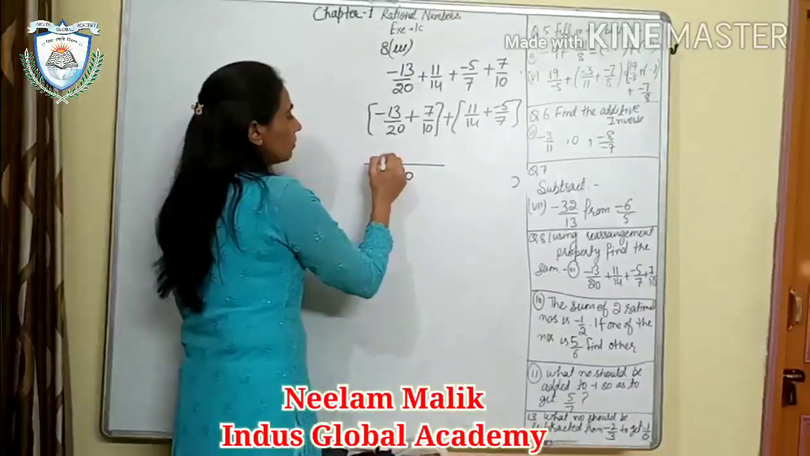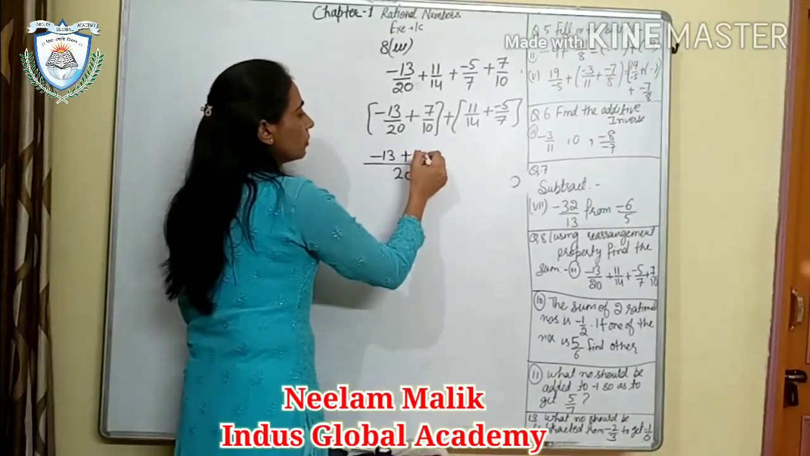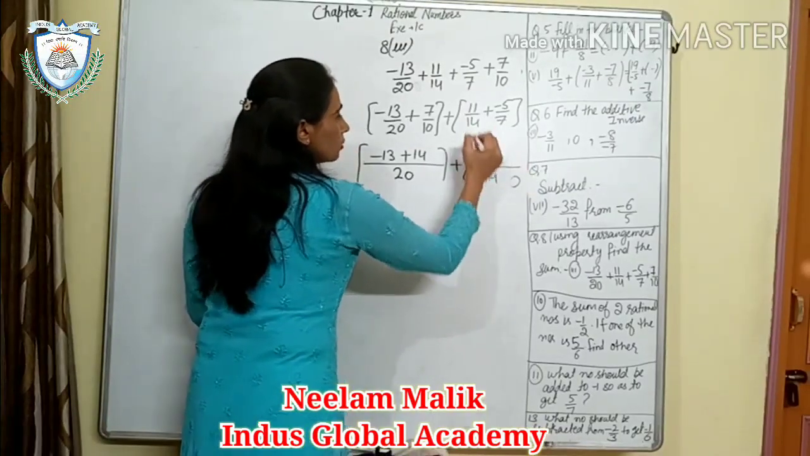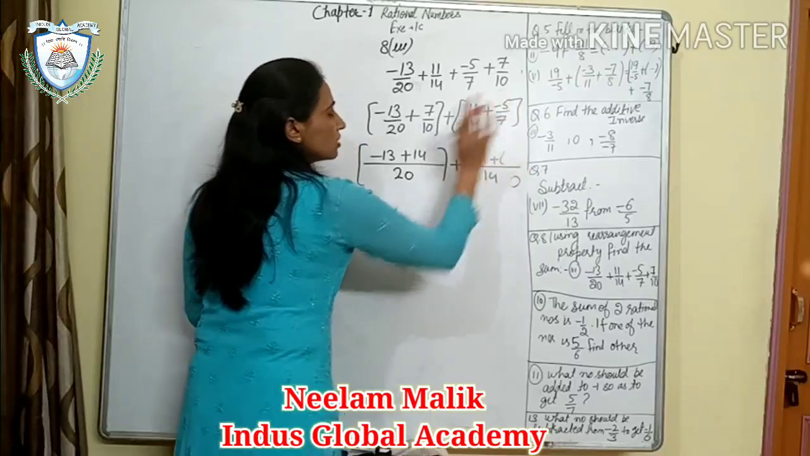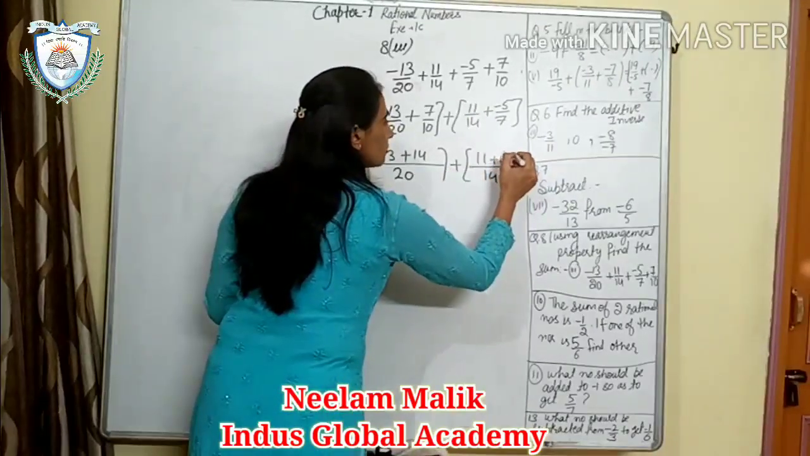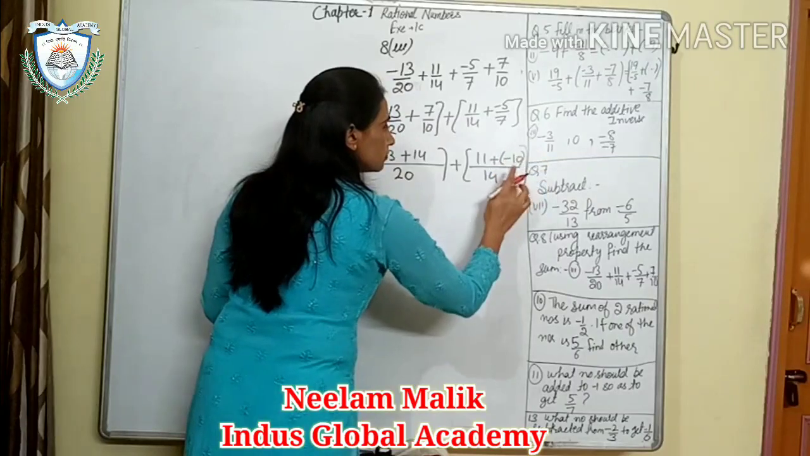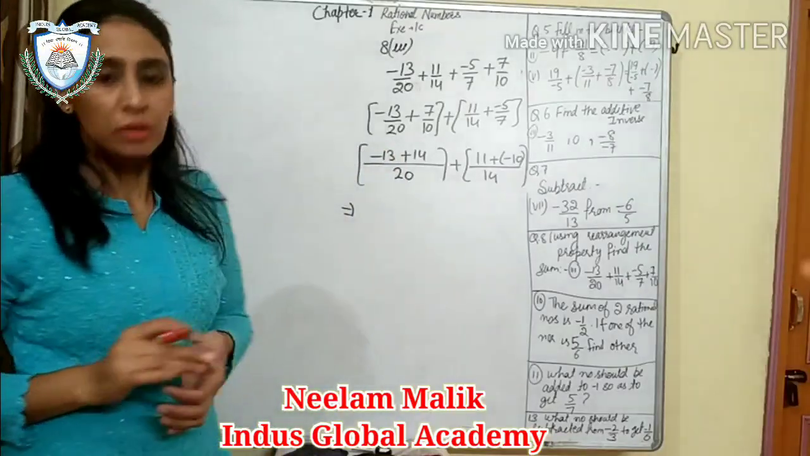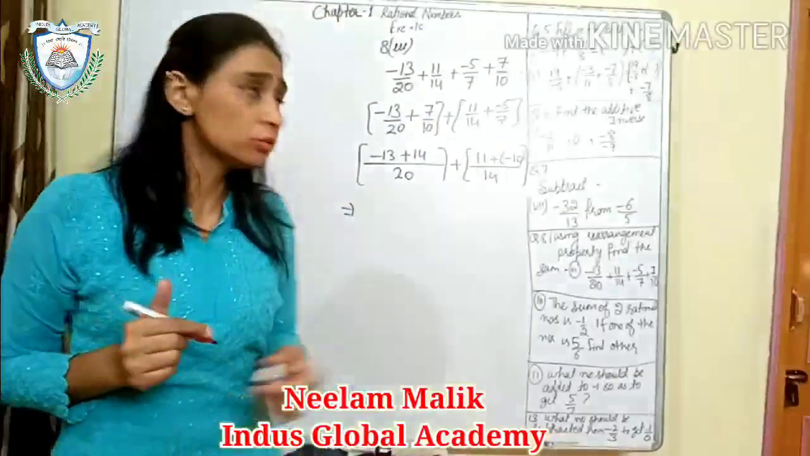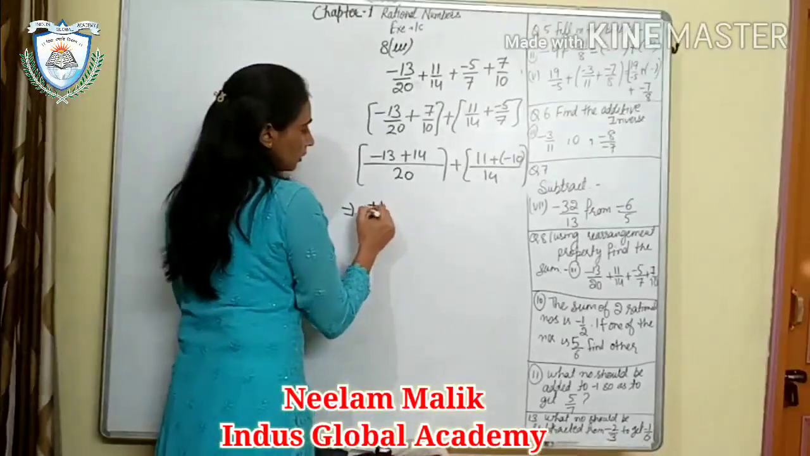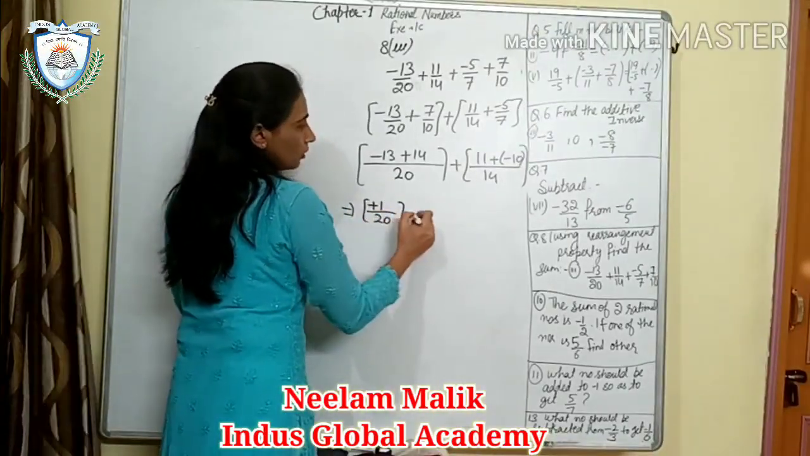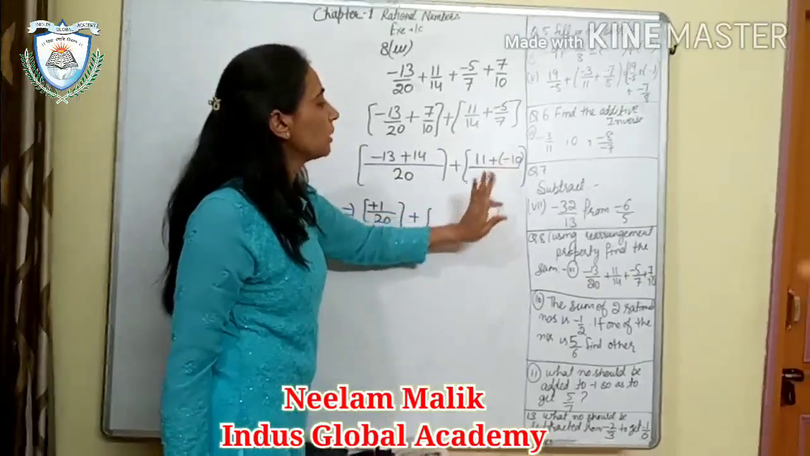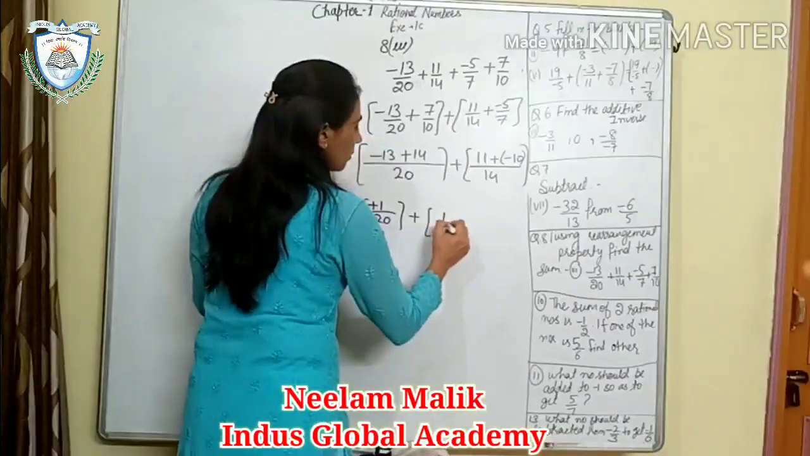So here will be minus 13 plus 14. Plus, take the LCM, here it will be 14, so 11 plus, this is minus, so minus 10. Now here is minus 13 plus 14. Two numbers having different signs, so we will take their difference. It will be plus 1 upon 20 plus, what will be here? 11, and this plus minus will be minus, so 11 minus 10, that will be 1 upon 14.